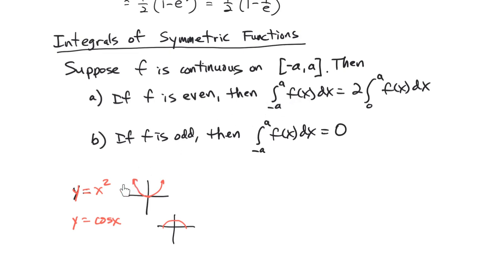So when that happens, it's easy to see why this would work. Let's say I'm going to integrate this function y equals x squared between, say, negative 1 and 1. Well, we can see that because of the symmetry here, these are the same. So instead of integrating from negative 1 to 1, I could just integrate from 0 to 1 and double it.